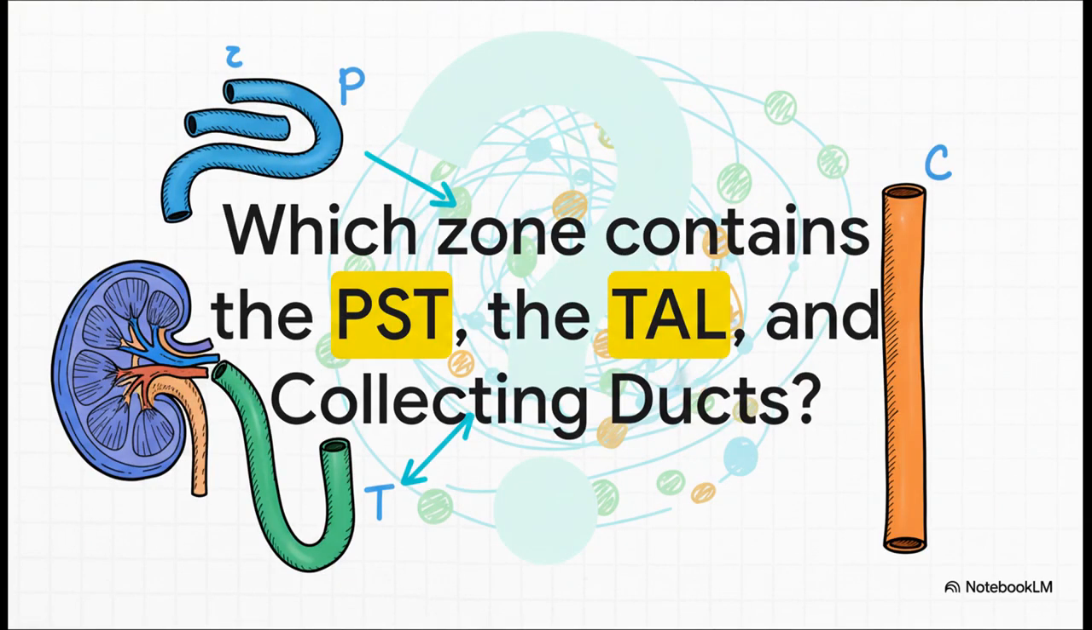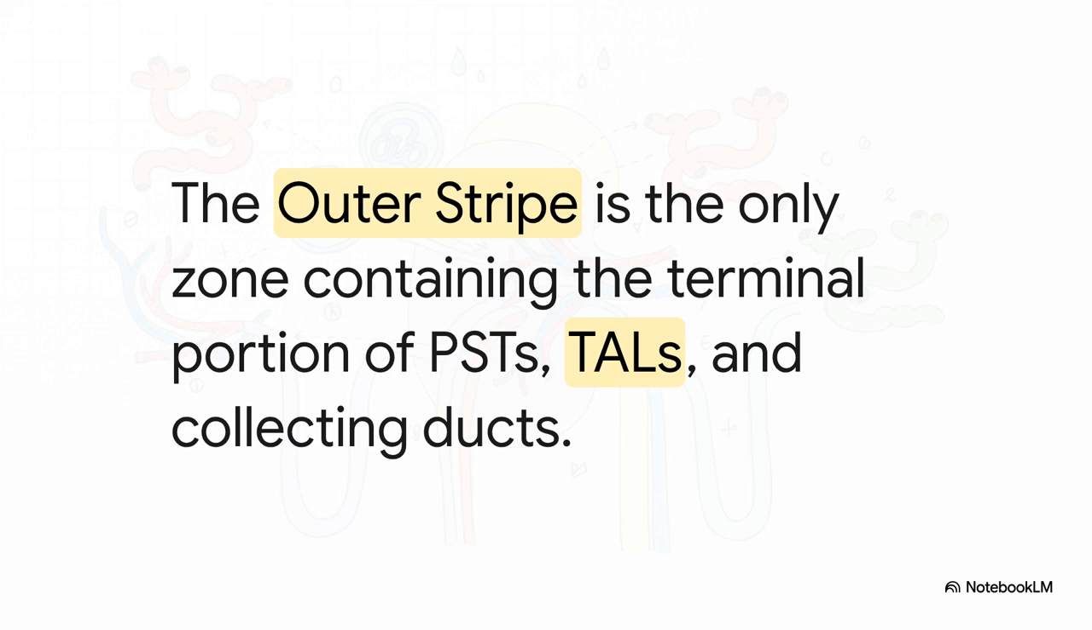Okay, here it comes. Time for the final boss. This one puts it all together. There is only one single zone out of all 4 where you can find this specific trifecta of structures living side by side: the proximal straight tubule, the thick ascending limb, and collecting ducts. What's the zone? The one and only answer is the outer stripe of the outer medulla.